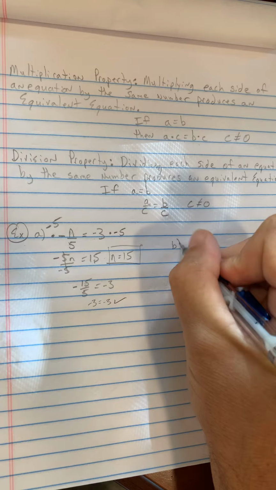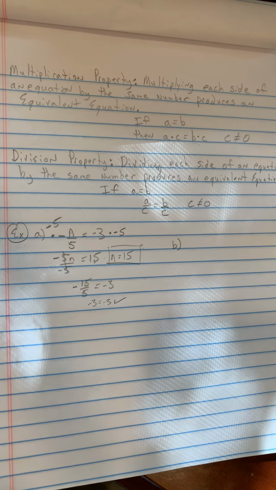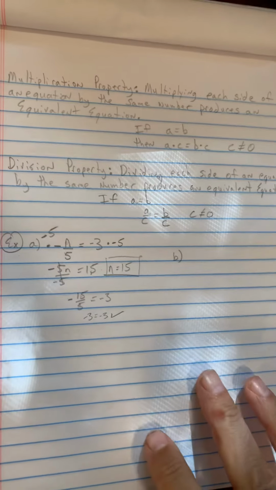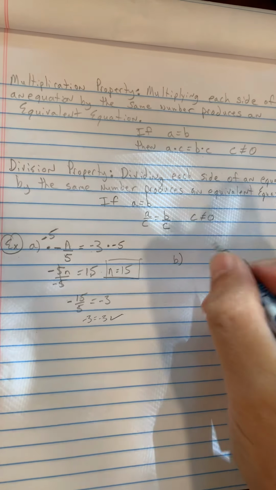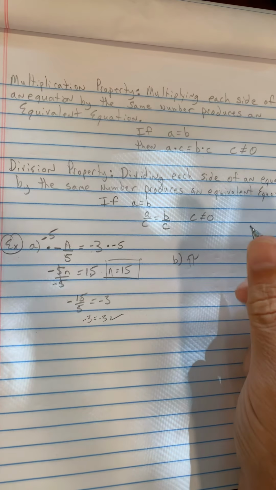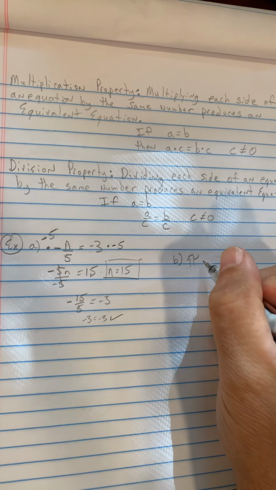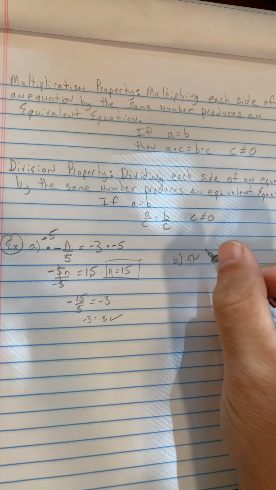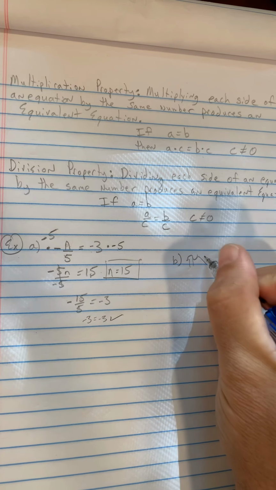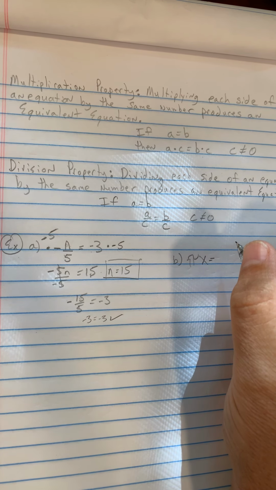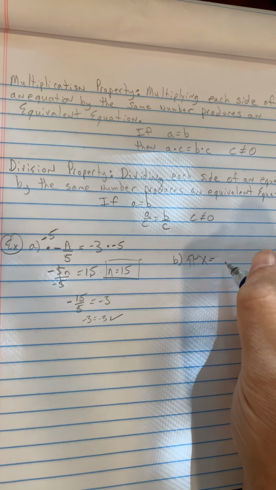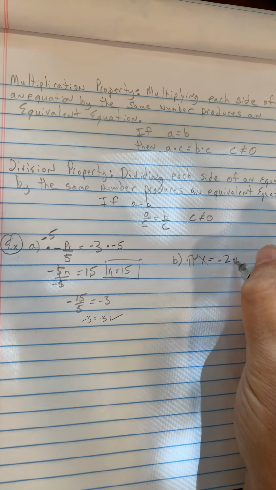Let's look at letter B here. Sorry about that. Here I have pi, that irrational number pi, 3.14 dot dot dot goes on forever. I have pi times x is equal to negative 2 pi.